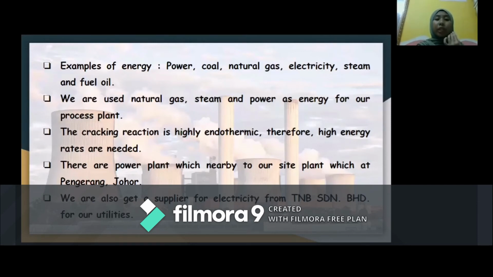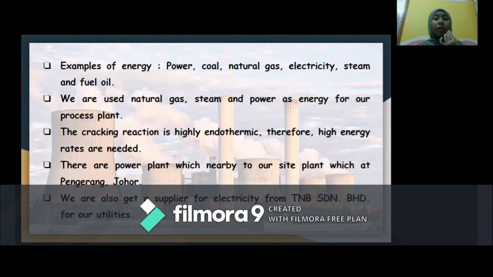So for our plant, which is ethylene production via steam cracking, energy such as power, natural gas, electricity, and also steam are needed and very important to operate this plant, since our raw material is natural gas, and steam we use as a feed in the steam cracker furnace unit. As we can see, in most process plants, there is a power side to the ethylene plant.